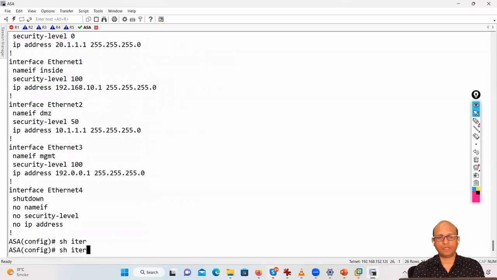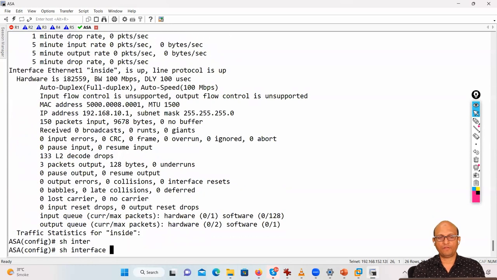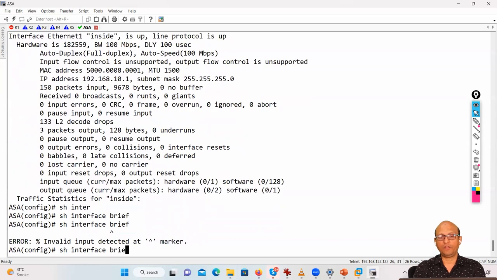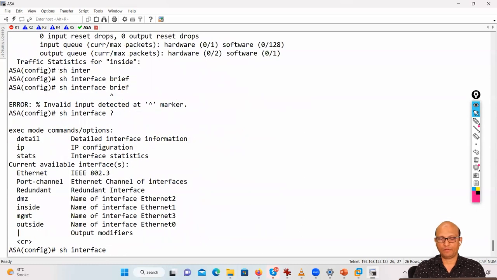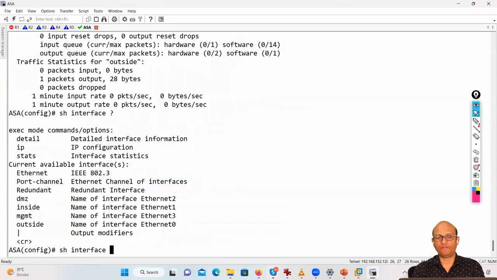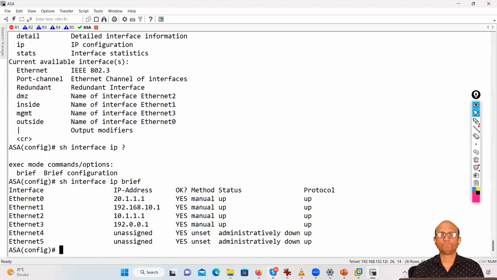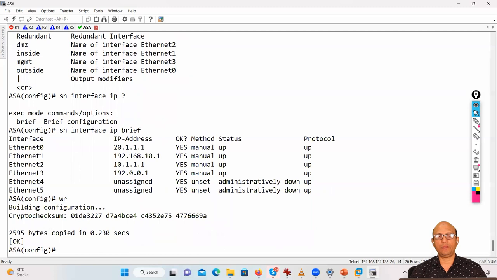Show interfaces is the command to find out the configuration. Show interface IP brief, or you can say show interface detail, or show interface question mark also works. Show interface IP brief. You can see all the interfaces are up, protocol is also up. By default, all the interfaces are administratively down. Okay, WR works for copy run start.